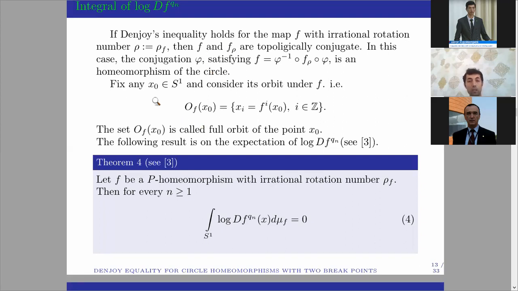And now let's consider the orbit of x0. This is the orbit of x0. It is the full orbit because i is just an integer. And now let me formulate the following theorem, which was also proved by Ehrman. Let f be a piecewise homeomorphism with irrational rotation number. Then for any n, this integral is equal to 0.